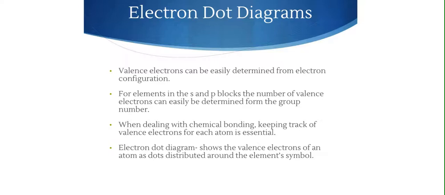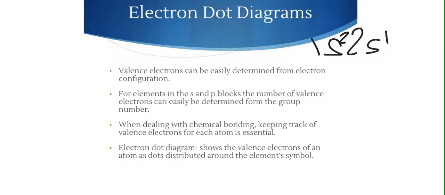All right, so let's go ahead and just get into the details and how we represent ions a lot of times, or just any regular atom, is by an electron dot diagram. And this is something you should have seen. So a couple reminders, valence electrons can be easily determined from electron configuration. So remember, the configuration looks something like this: 1s2, 2s1.